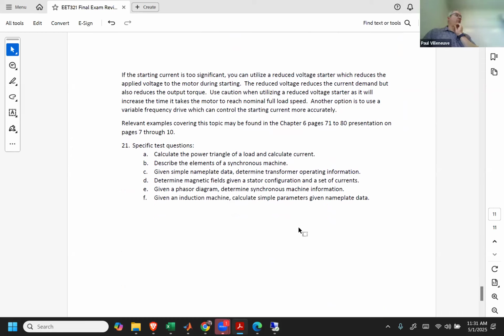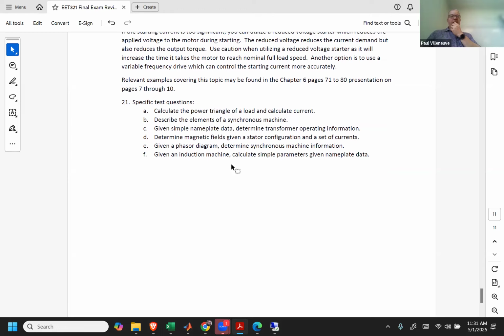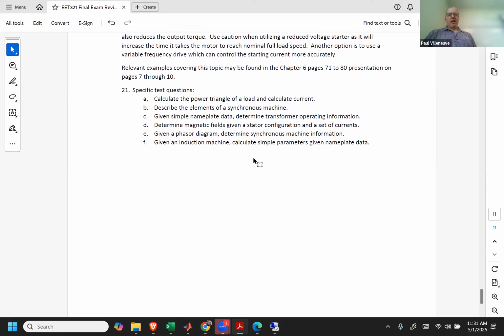So test questions, power, right? Big topic, really important. Tell me the pieces and parts of a synchronous machine to make it work. If I give you some simple nameplate data, you should be able to tell me some transformer operating information: voltages, currents, that type of stuff, maybe turns ratio. I said determine magnetic fields based on stator configuration and currents, so using your hands to get the directions. Phasor diagram: tell me if it's a motor or a generator, if it's producing reactive power, if it's absorbing reactive power, that type of stuff. And then calculate some parameters, speeds, output, that type of stuff for an induction motor.